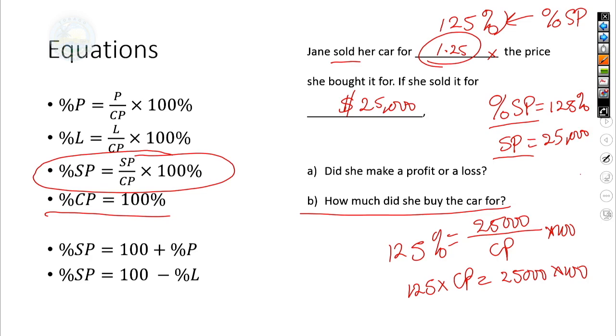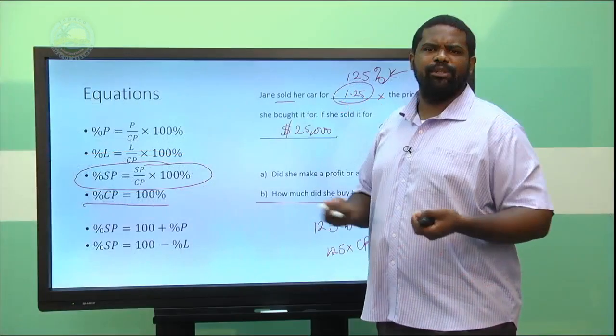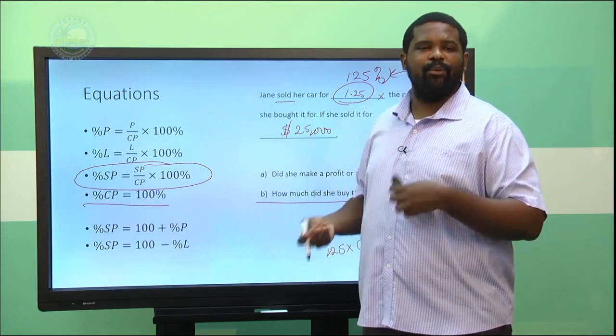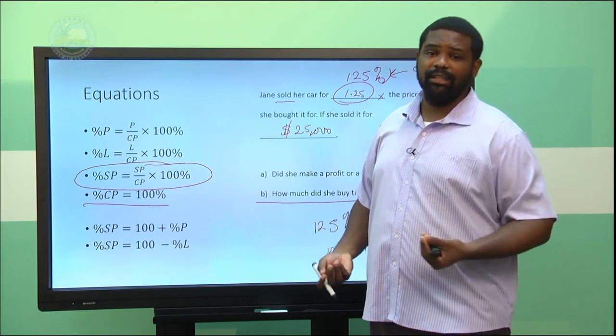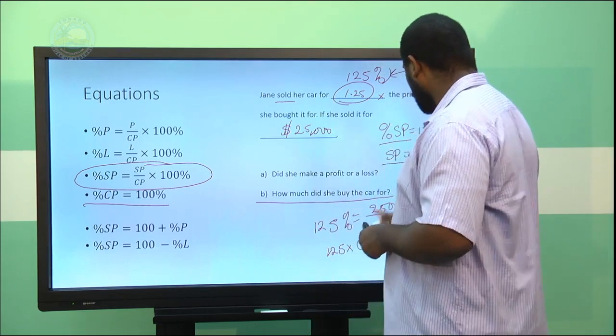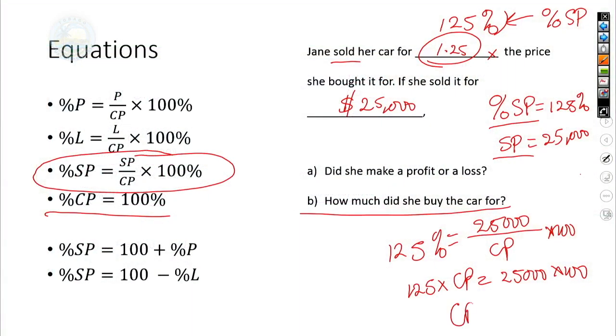it. Right? It's important to practice it, especially when it comes to multiple choice, because many times the questions on algebra will involve some level of transposition, so you should try your best to get comfortable with that. Now, to make cost price the subject of the formula, it would just be this 25,000 times 100 over 125. And let's do that mathematics real quick.